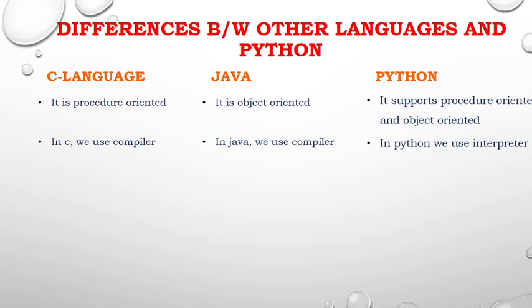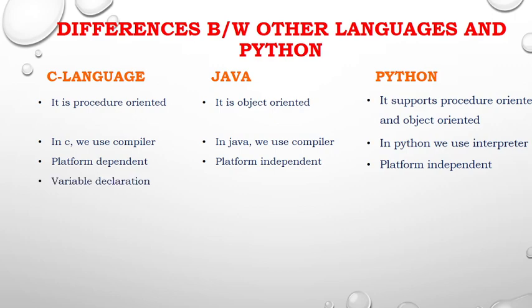So the interpreter is being used in Python. That is another benefit. Next, C language is platform dependent, Java is also dependent, but Python is platform independent. So it can run on many other platforms.